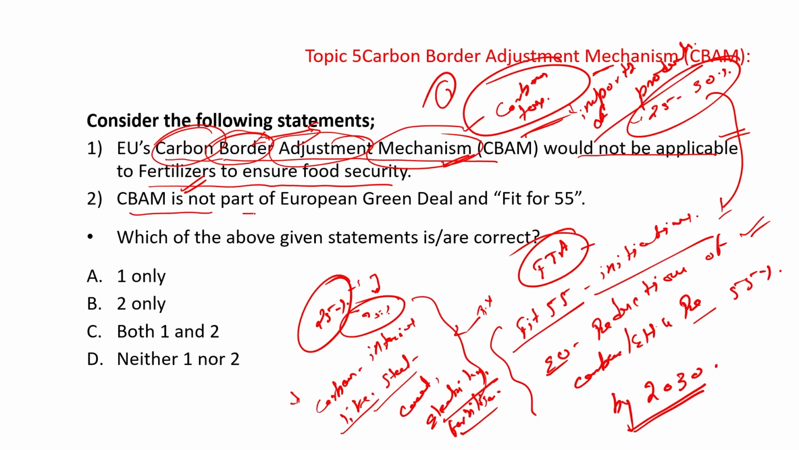Now, the statement that the CBAM is not part of the European Green Deal and Fit for 55 is absolutely incorrect. I have just told you that it is a part of the European Green Deal and Fit for 55 initiative. The most important thing to understand is that this initiative is mainly to incentivize global decarbonization efforts while safeguarding competitiveness. I told you they wanted to maintain parity so that competitiveness will be maintained. The CBAM is a part of the Green Deal initiative Fit for 55, reducing emissions by 55% by 2030.